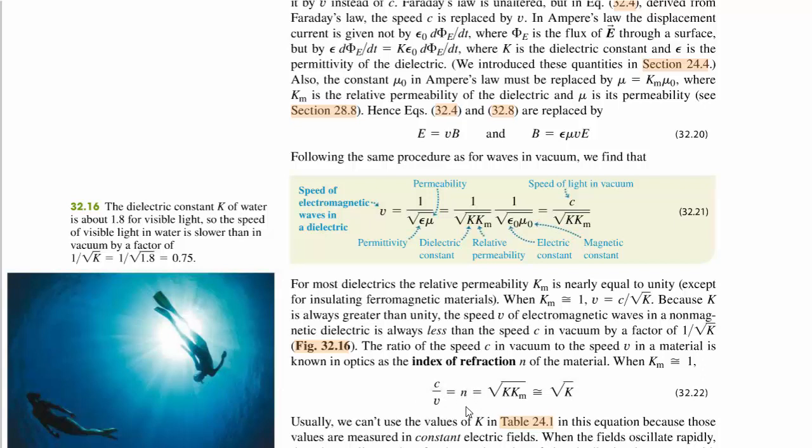So different materials have different indices of refraction. For water, it's about 1.3. For glass, it's about 1.5. N is always greater than 1 because the fastest light can ever go is when it's in vacuum. So n is always bigger than 1, and you're always dividing a large number by a small number here.